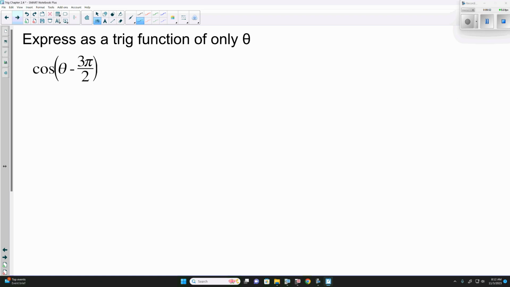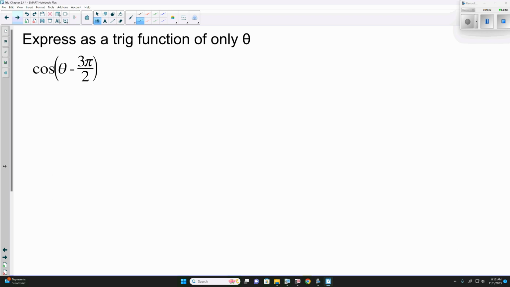Express as a trig function of only theta. So we want our final answer to only be in terms of theta with cosine. We don't want an actual angle in there. So if we look at this here, cosine of theta minus 3 pi over 2. Let's borrow this.